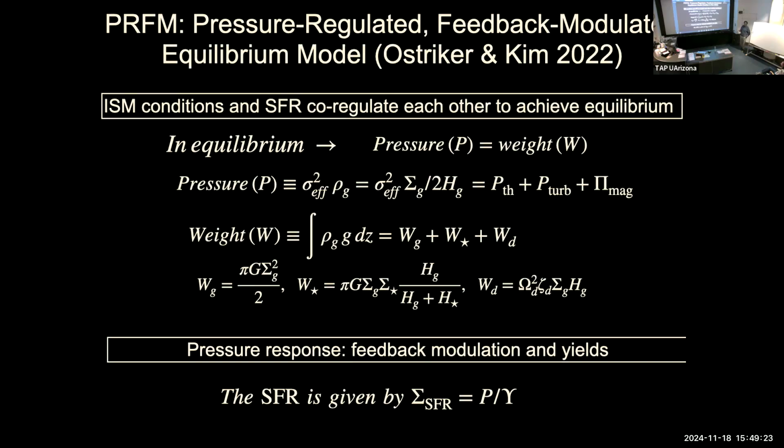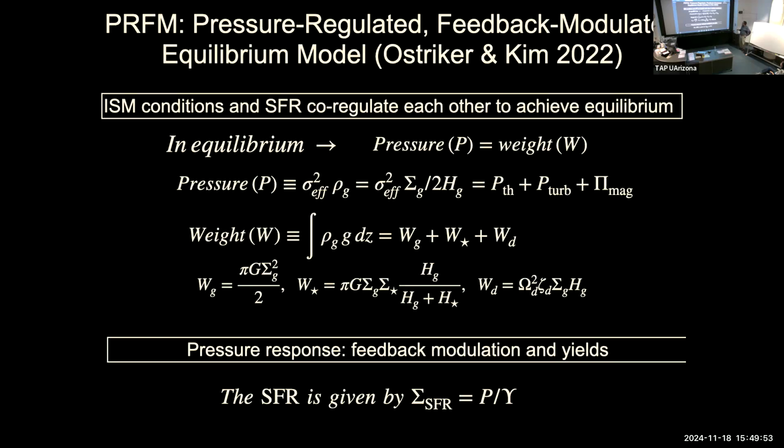And this led to the development of the PRFM model, which is the pressure-regulated feedback-modulated model by Eve Ostriker and Chang-Goo Kim from Princeton. And it is built on some classic ideas. It's not really new ideas. It's the idea that the ISM conditions and the star formation co-regulate each other to arrive at equilibrium. Right? Star formation is affected by the conditions of the ISM, and the ISM conditions are affected by the star formation. And the model assumes equilibrium in systems.